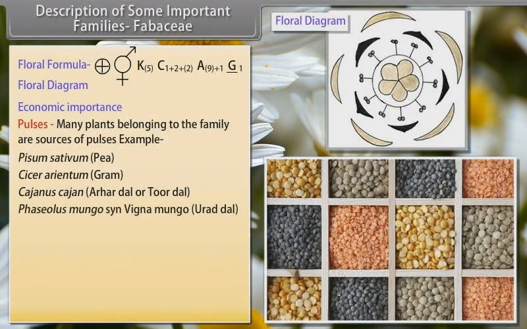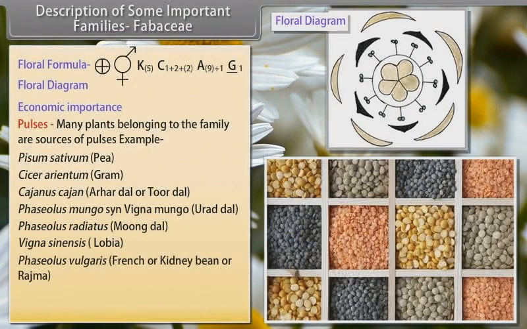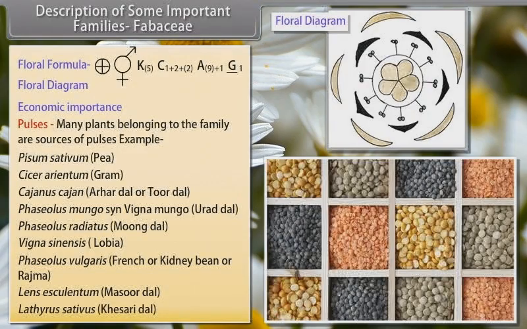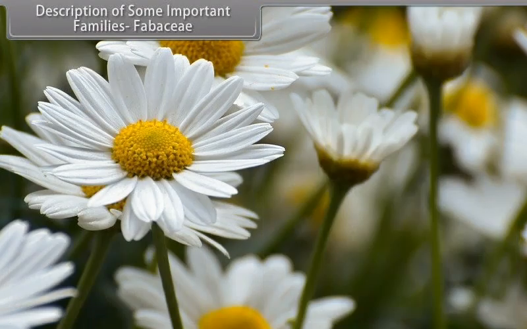Cajanus cajan, arhar dal or tur dal. Phaseolus mungo, Vigna mungo, urad dal. Phaseolus radiatus, mung dal. Vigna sinensis, lobia. Phaseolus vulgaris, French or kidney bean or rajma. Lens esculentum, masoor dal. Lathyrus sativus, khesari dal.